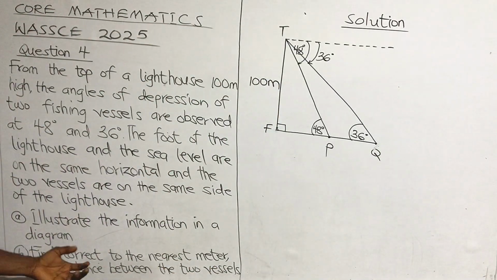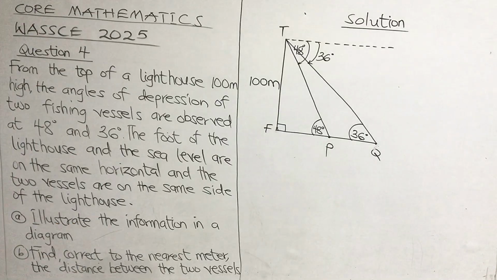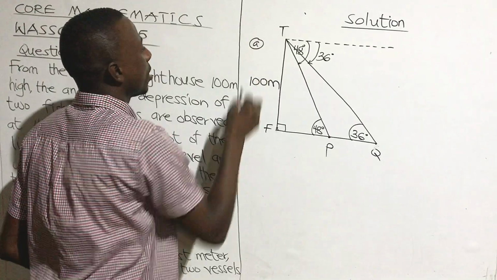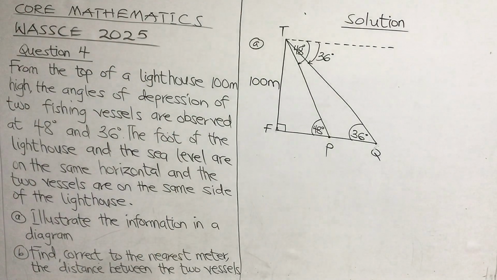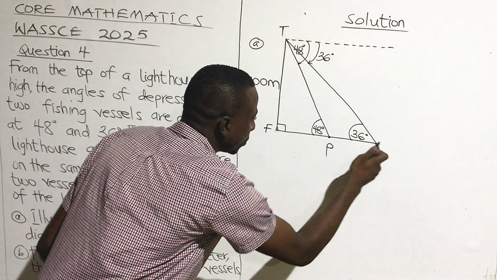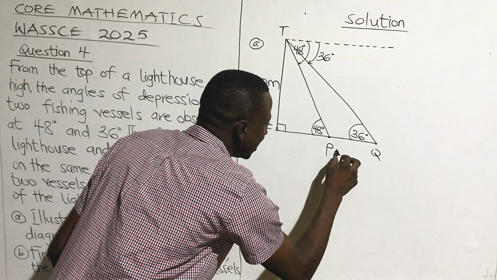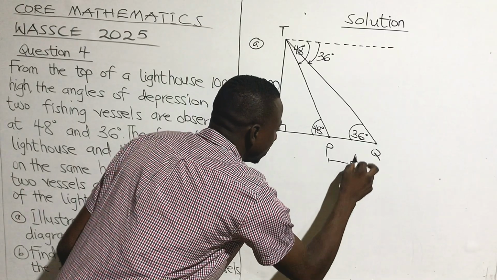Now the question said we should illustrate the information in a diagram, and that is the first part, A. And again, we are to find, correct to the nearest meter, the distance between the two vessels. So now we want the distance from P to Q, and I'm making this distance D.